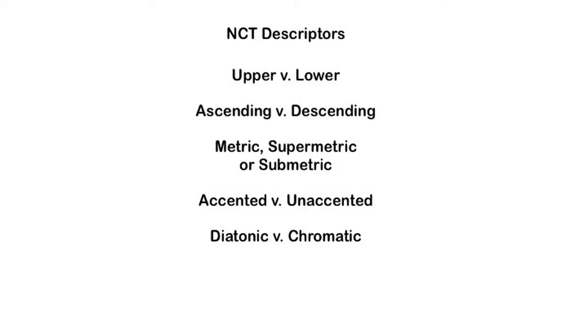Finally, we can also talk about the metric and temporal placement of the non-chord tones. For example, if we have a non-chord tone that takes up exactly one beat, we would call that a metric non-chord tone. If it takes up more than one beat, we would have a supermetric non-chord tone. And if it takes up less than a beat, we would have a submetric non-chord tone.